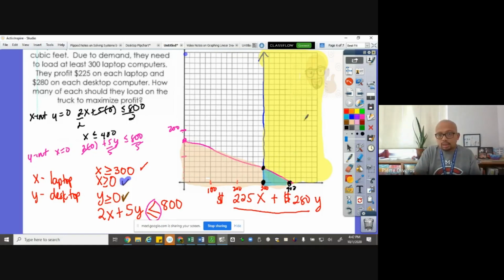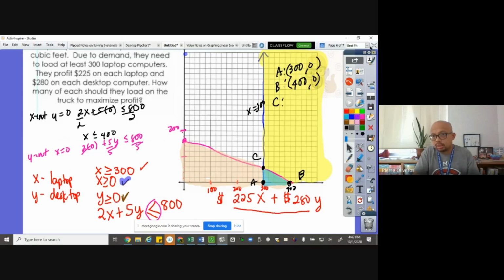We know that one of the points, A, will be, let's say, 300, 0. Let's say this is A, B, and C. B there is 400 comma 0, and the value of C here. Okay, so on this blue line, we know that x is equal to 300, right? And the pink one here is the equation 2x plus 5y less than or equal to 800.